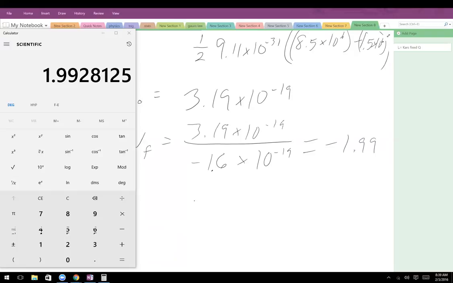Okay, so let me start over one more time. So 9.11. Oh, actually. Okay. 8.5 squared minus 1.5 squared times 9 point divided by 2 is that. And then for the exponent it's 10 to the 12th.